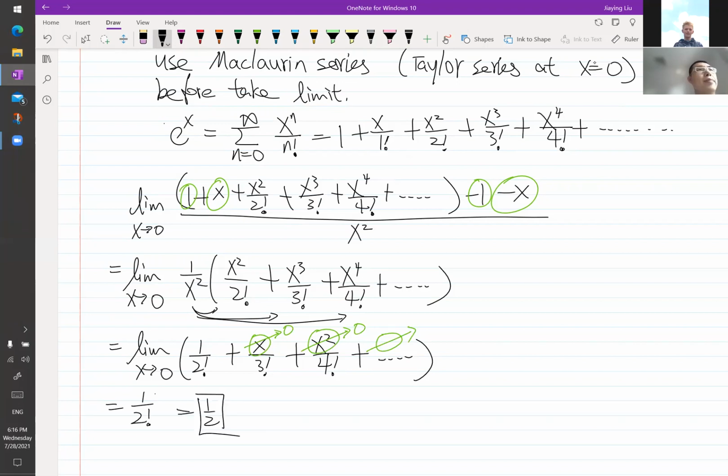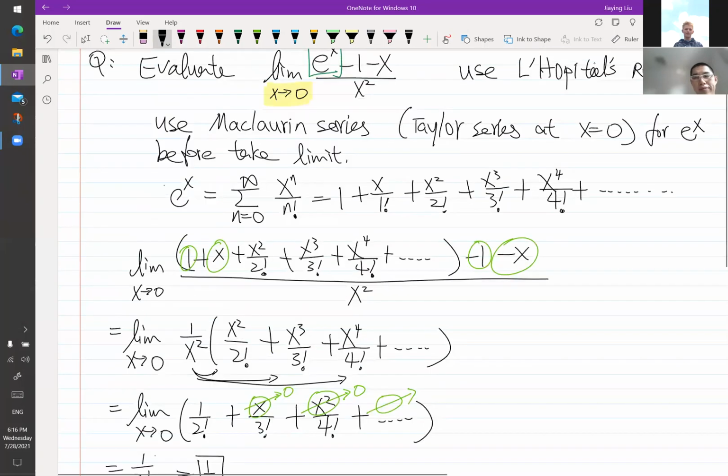That's the limit. If you use L'Hopital's rule, you're going to end up with the same answer after using L'Hopital's rule twice. Any questions about this example about finding the limit?